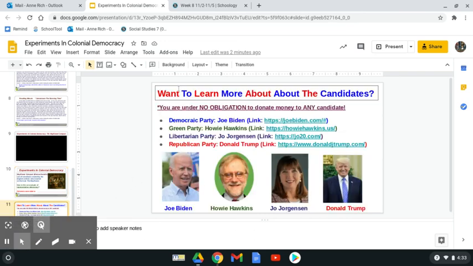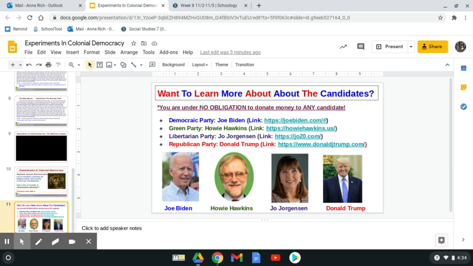For our last slide, we wanted to share some information about the candidates running for president. We had 4 candidates available for you on your fake ballot. We had the Democratic Party's candidate Joe Biden, the Green Party candidates Howie Hawkins, the Libertarian Party's Joe Jorgensen, and Republican Party's incumbent President Donald Trump running for re-election.